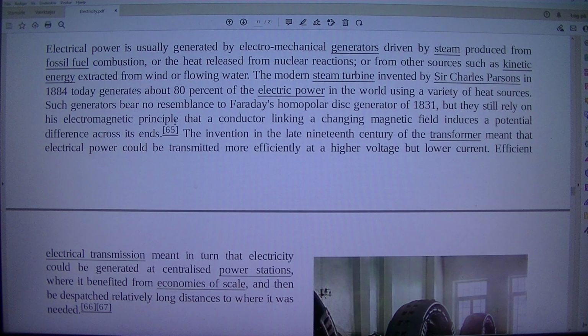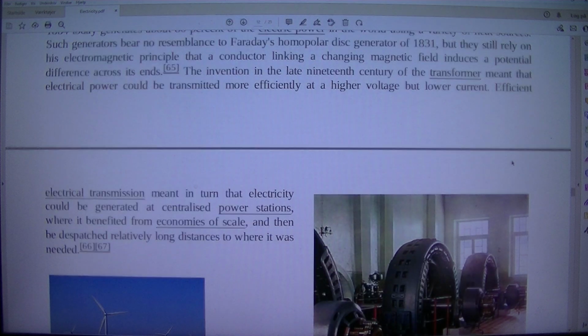Such generators bear no resemblance to Faraday's homopolar disk generator of 1831. But they still rely on this electromagnetic principle that a conductor linking a changing magnetic field induces a potential difference across its ends. The invention in the late 19th century of the transformer meant that electrical power could be transmitted more efficiently at a higher voltage but lower current.